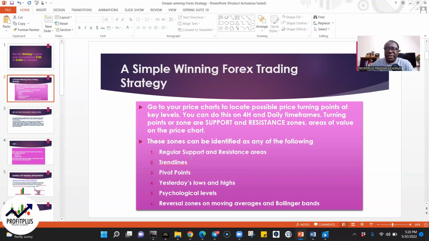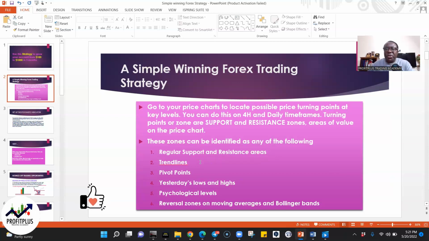Right on your charts, just mark those areas, whether they are support or resistance, on the higher time frames, most preferably the 4-hour and daily time frames. Once you've done this, these zones can be identified in any of the following ways. It can be your regular support and resistance on a horizontal basis. They can be on trend lines.